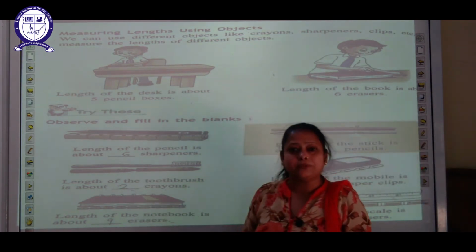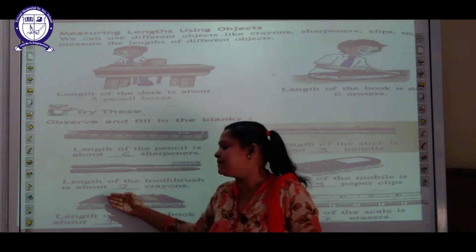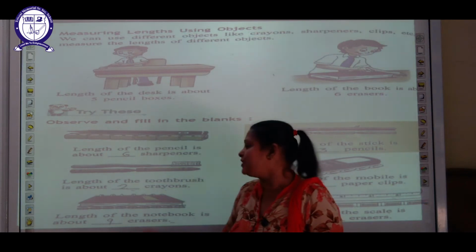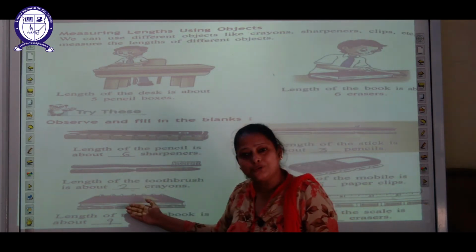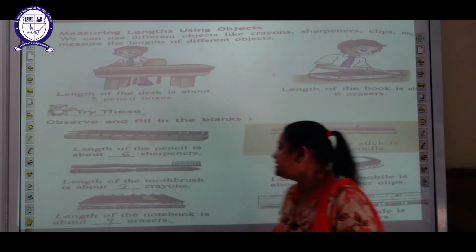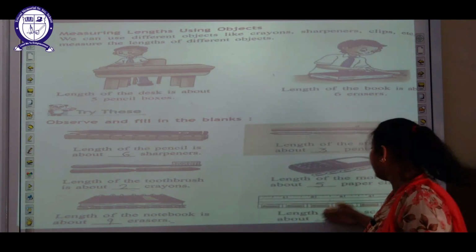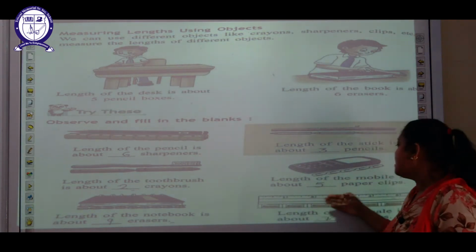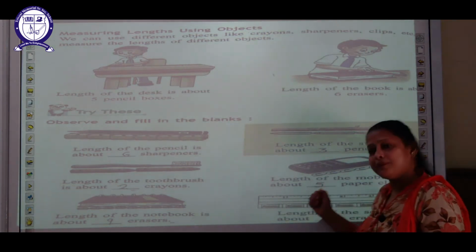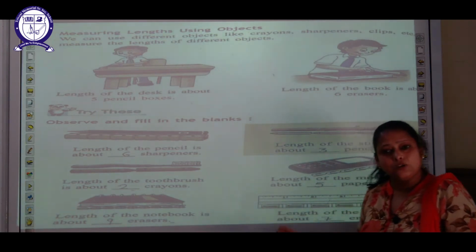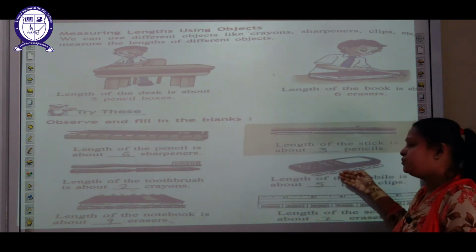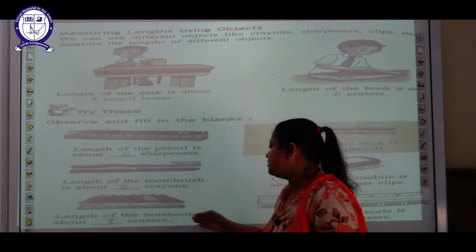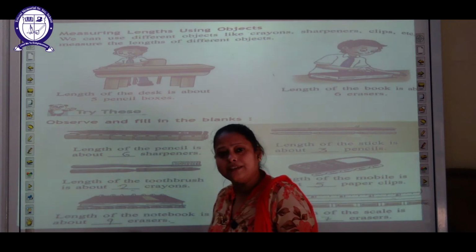Length of the toothbrush, students, is about how many crayons? If you count the crayons, then you will get the answer 2. 1, 2. So you have to write here 2 crayons. Next is length of the mobile. Length of the mobile is about dash paper clips. So how many paper clips? We will count the paper clips. 1, 2, 3, 4, 5. So 5 paper clips.